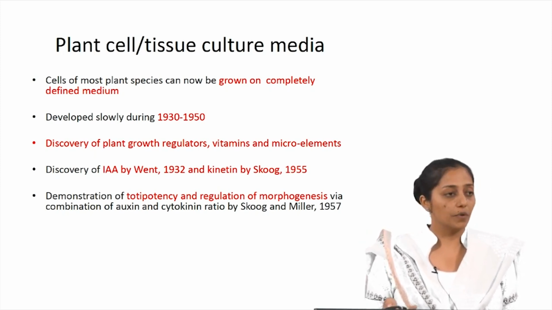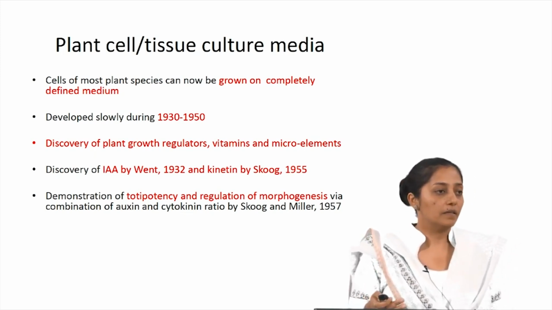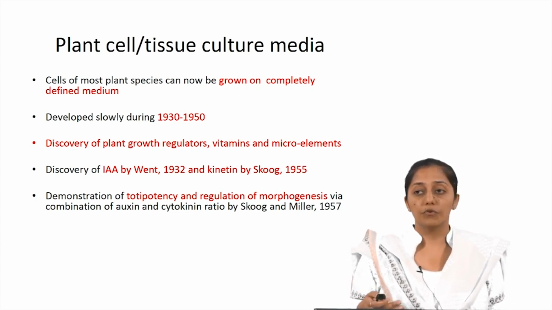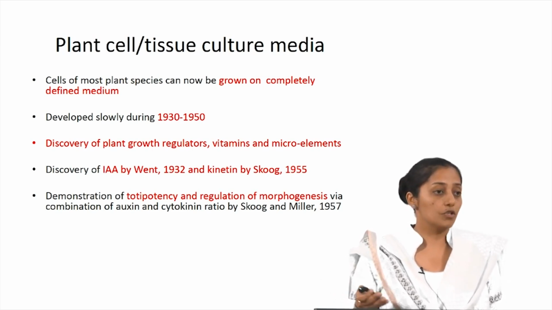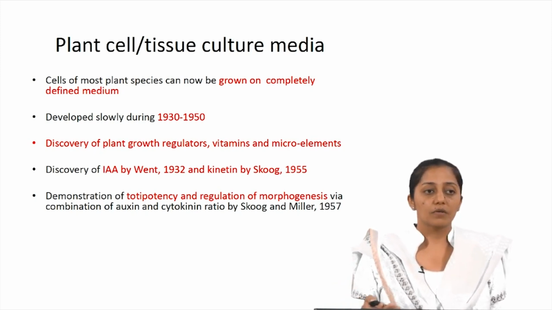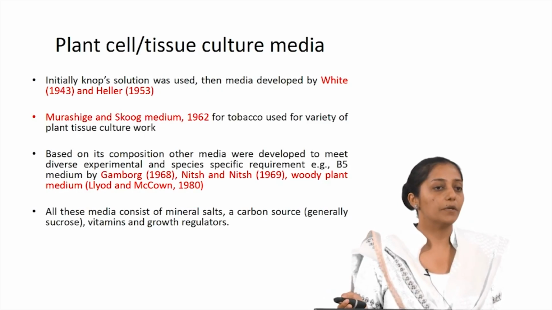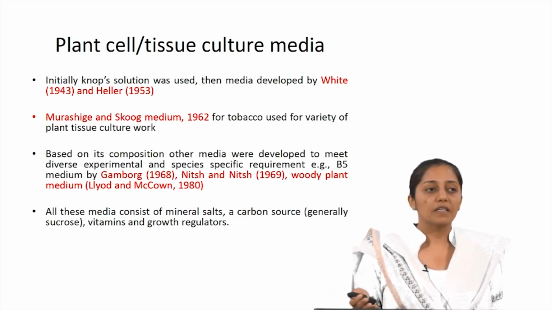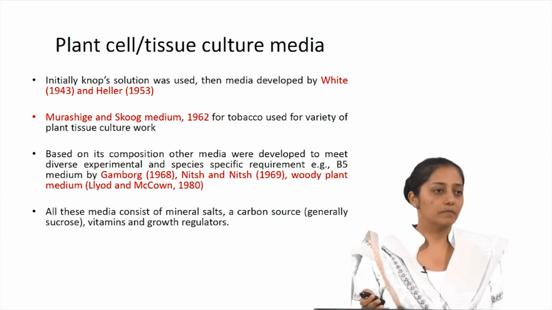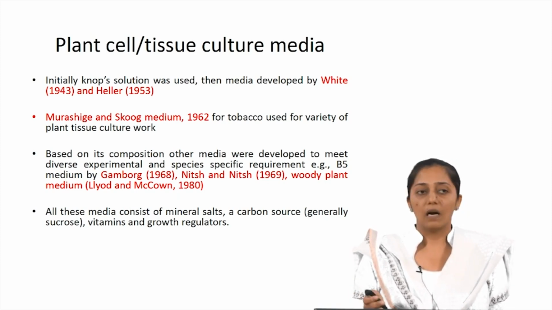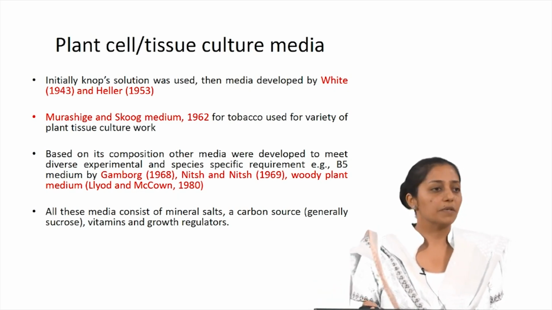Then came the discovery of totipotency and regulation of morphogenesis. First came callus induction, then there was a need to find a media which could induce root. Then the objective became regeneration or shoot multiplication, micropropagation. So, gradually, with different objectives in mind, different media formulations came into the picture. But I must say that Murashige and Skoog medium, which came in 1962, till date is one of the most successful media formulations, able to give results in almost all species.